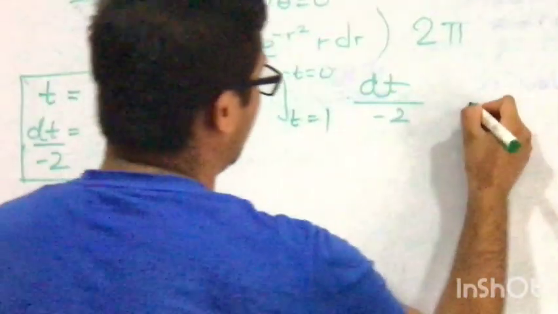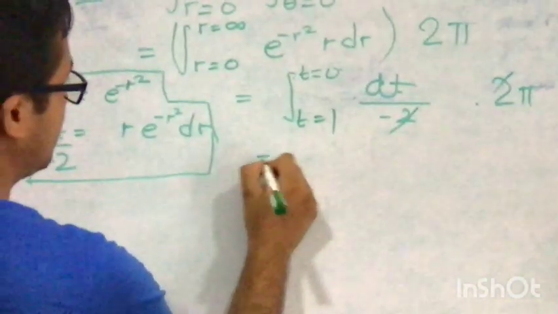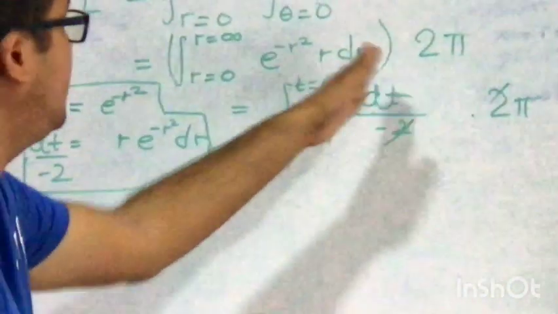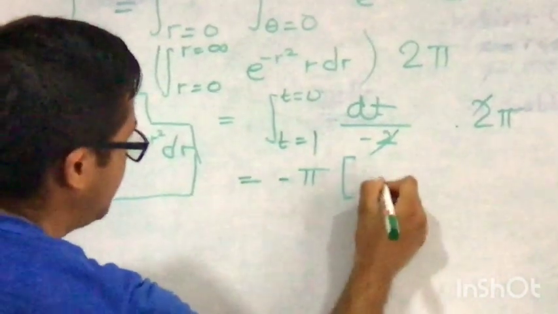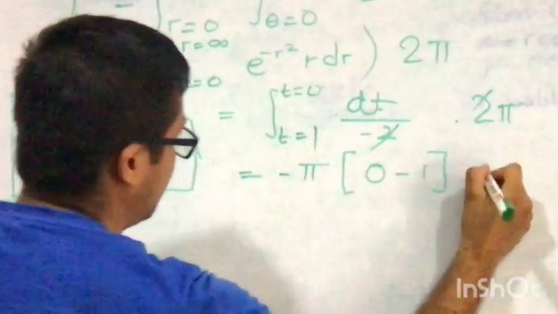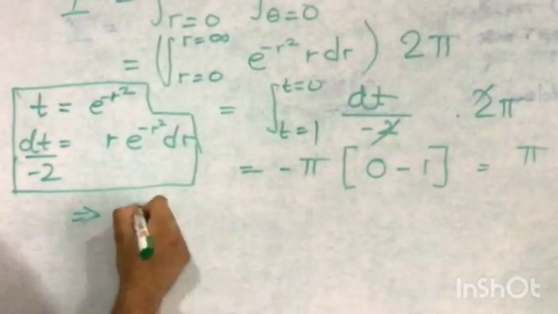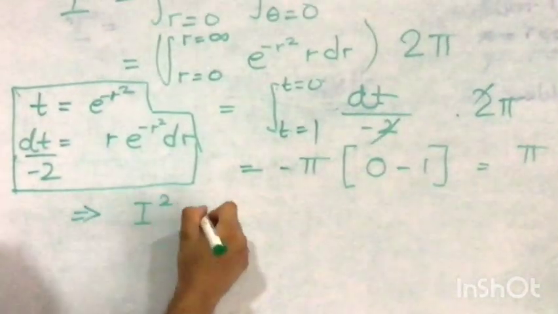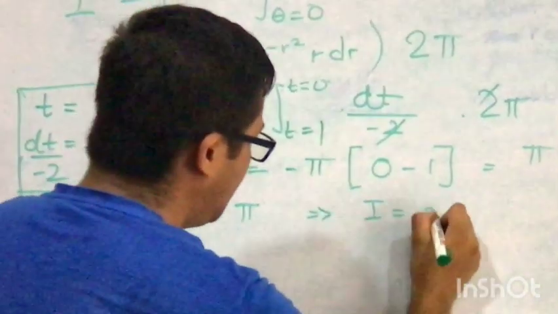Then 0 into 2 pi. 2 gets cancelled, and so this is nothing but integration of dt from 0 to 1. So it will be minus pi into 0 minus 1, which is nothing but pi. So we have obtained our answer, I square is equal to pi. So I will be root pi.